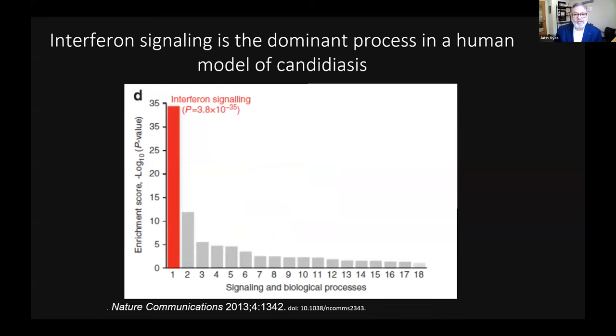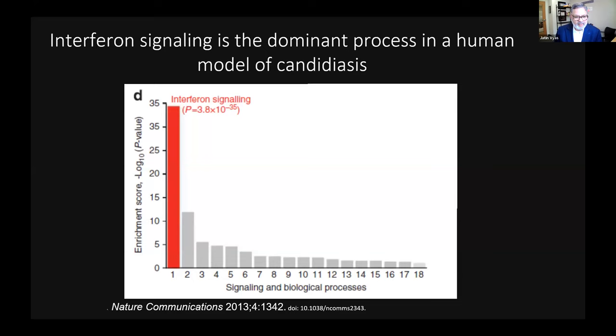And so this is a paper that is really a collective effort from many members of our field back in 2013, from Nature Communications, Mihai Netea, Ramnik Xavier, Vinod Kumar, as well as many of their colleagues, who had identified in a human model of candidiasis or candidemia that when they looked at the transcriptional signature that was predominant in that area, they had noticed that interferon signaling was really the dominant process.